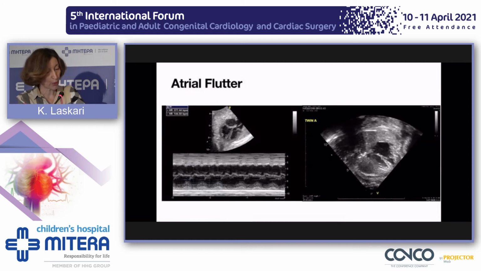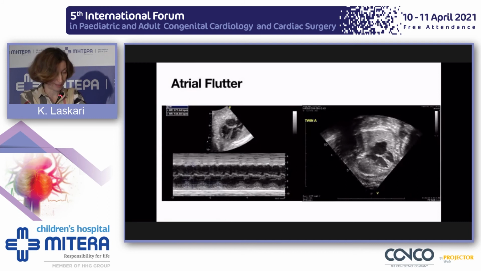A very common cause of supraventricular tachycardia in fetuses is atrial flutter. As you can see in the left image, the atria contract much faster than the ventricles. And in the right image, you can see a very important indicator with which one can diagnose atrial flutter: the movement of the intra-atrial septum, which, if you look at the 2D image, moves a lot faster than the ventricles.